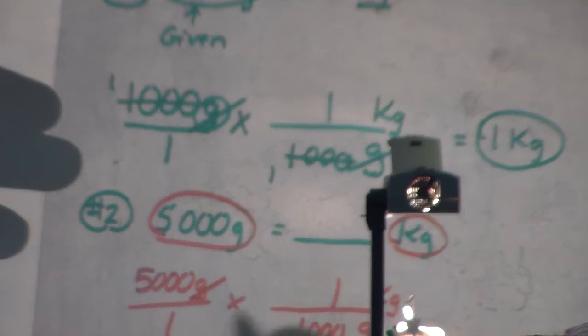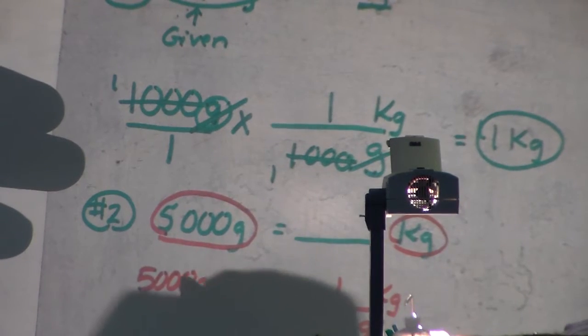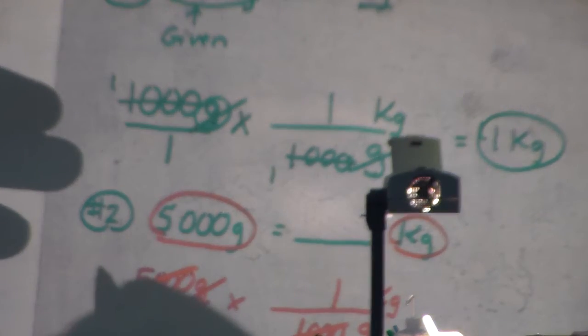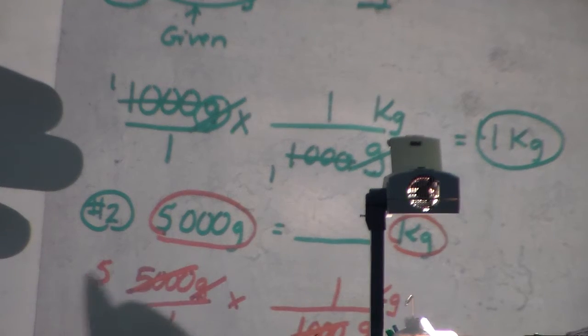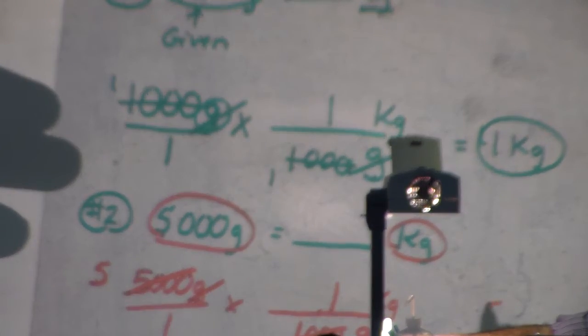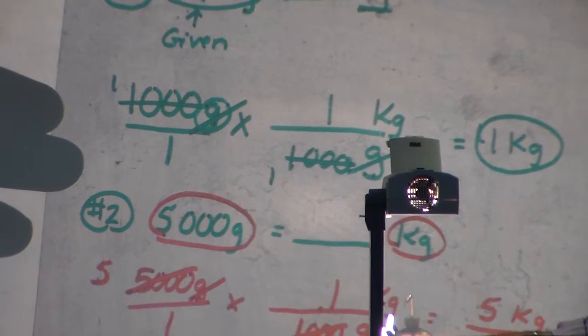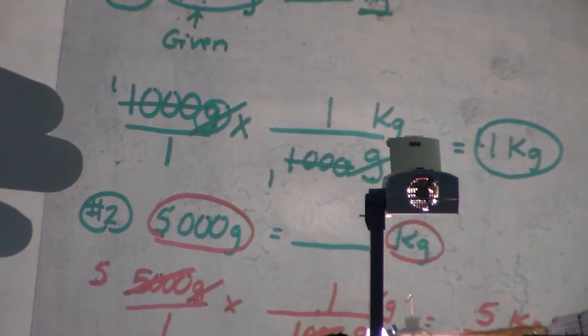Okay, so I can cross cancel this. 1,000 will go into 1,000 one time. 1,000 will go into 5,000 how many times? So now you just multiply. 5 times 1 is 5 kilograms. On bottom I have 1 times 1, which can be simplified as 5 kilograms.